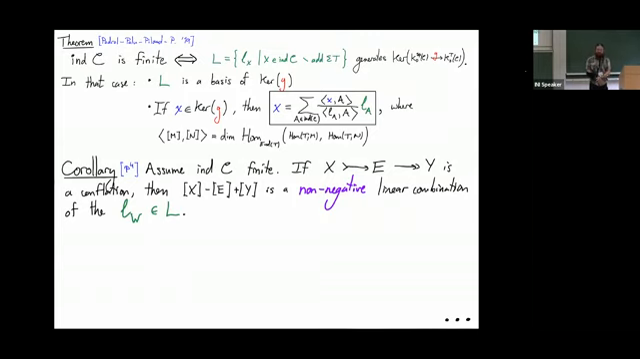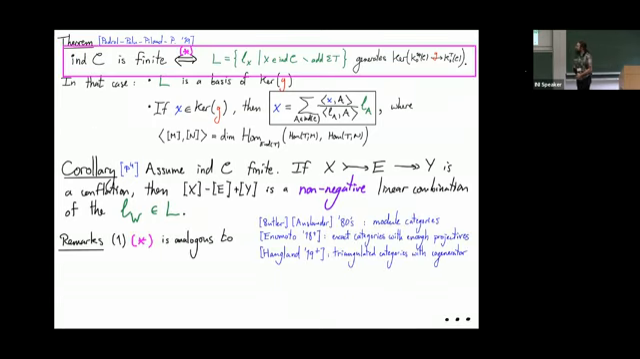I'll draw an example later. So any conflation is a non-negative linear combination of Auslander-Reiten sequences. Now, this may remind you of some previously known results. That's a remark I want to make. So the formula above, the one I've put in the equivalence above, yes.